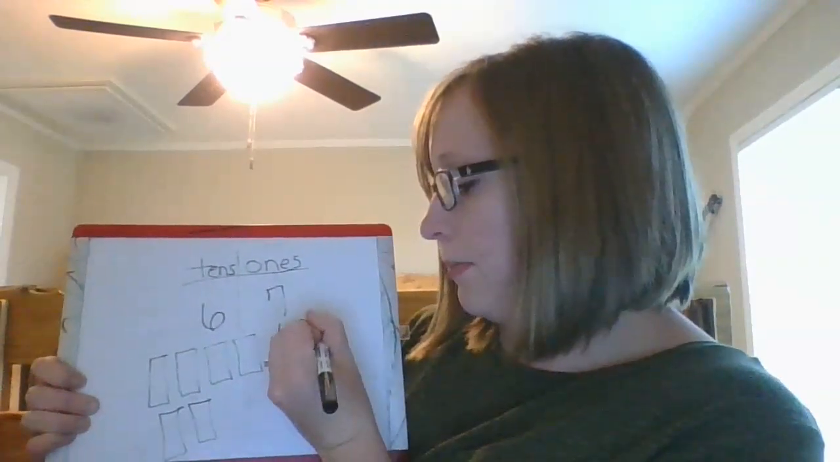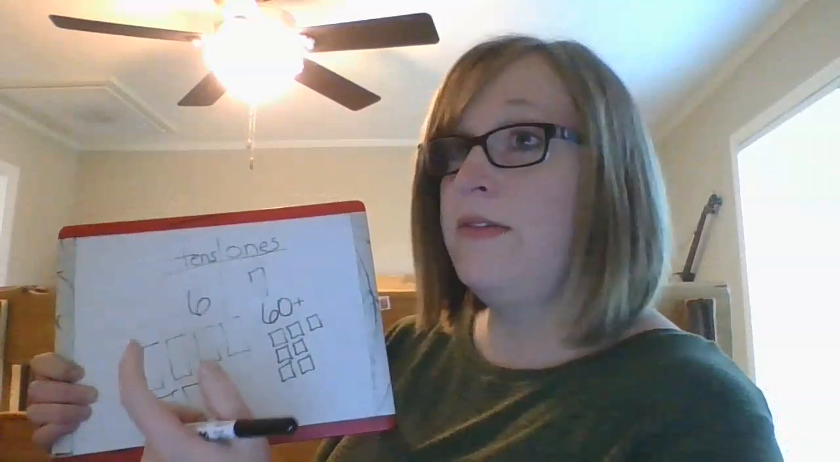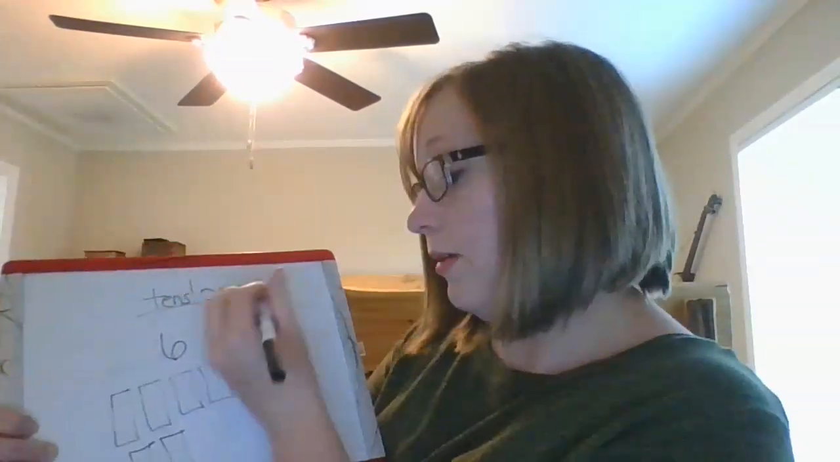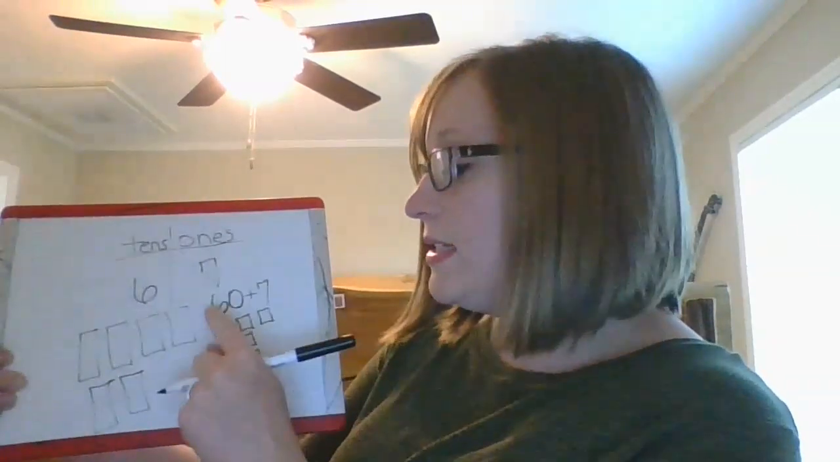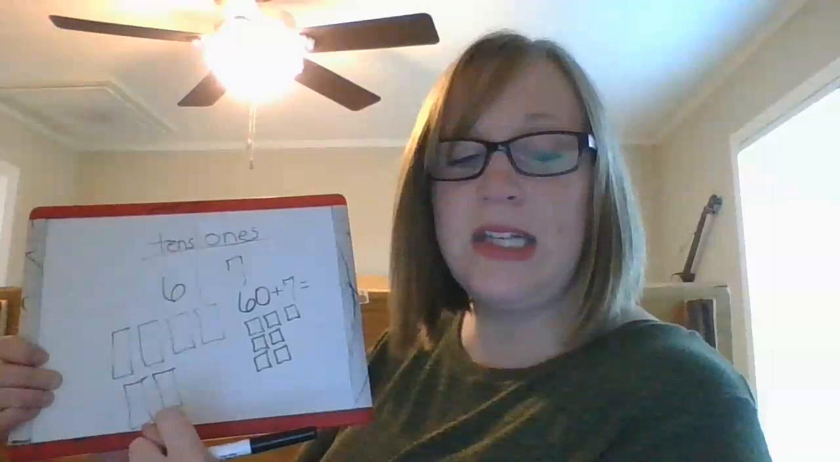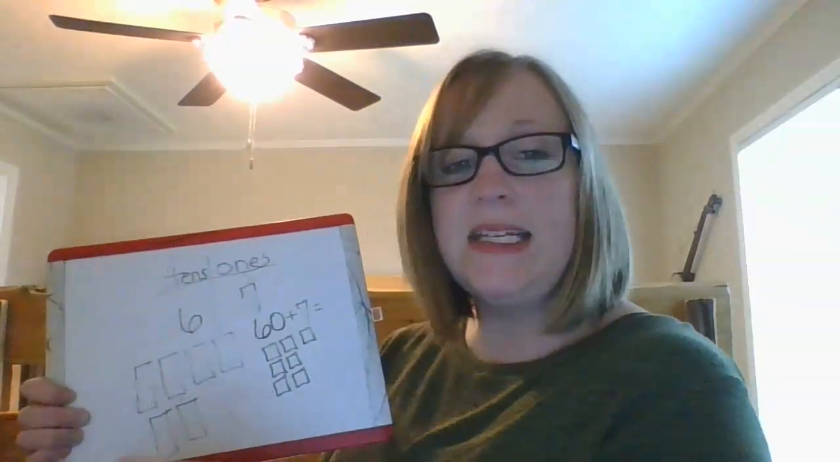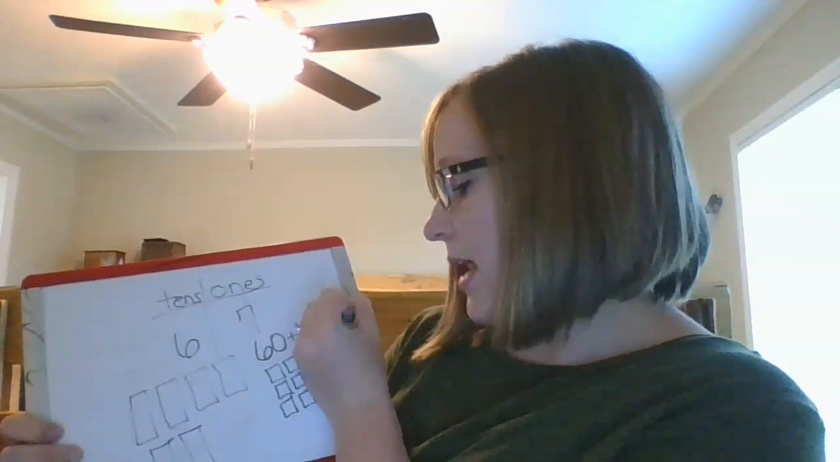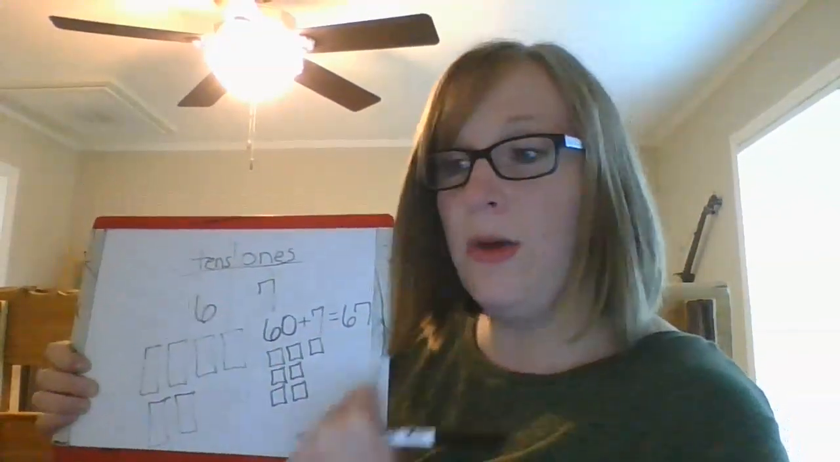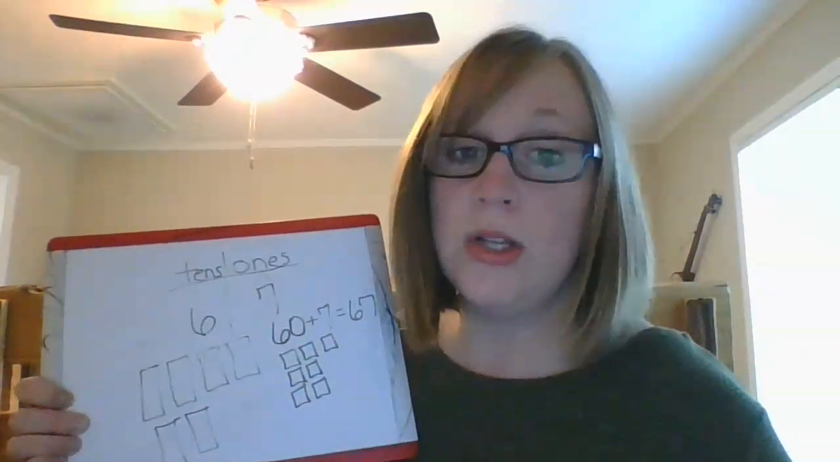60 plus the number in my ones place. The number 7, that just means 7 is the value of the number in the ones place. So 60 plus 7, well, we know this is 60. We don't have to count again. We can count on. What is 60 plus 7? 67. So the expanded form for this helps me to understand the place value and understand what those tens and ones really mean.